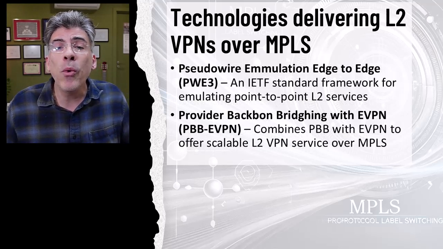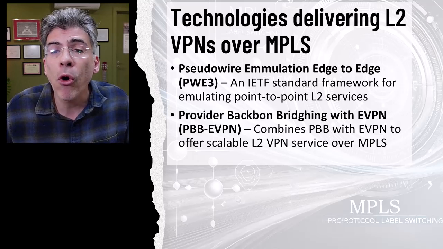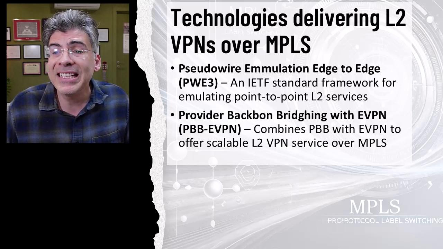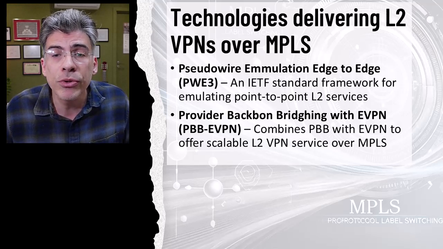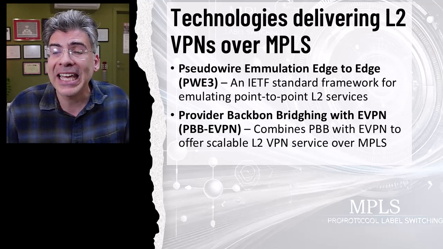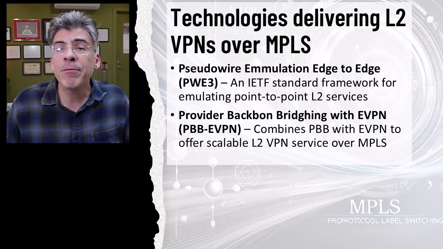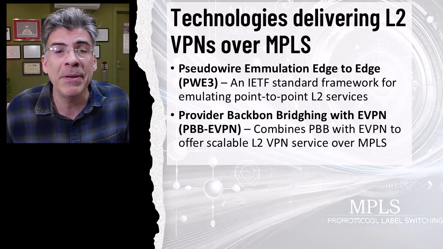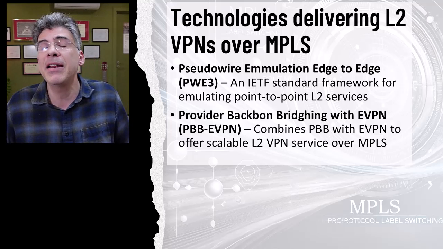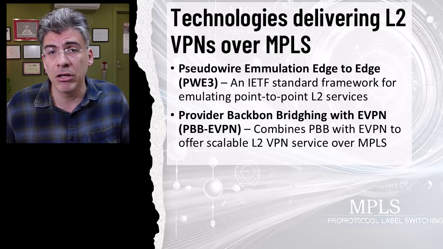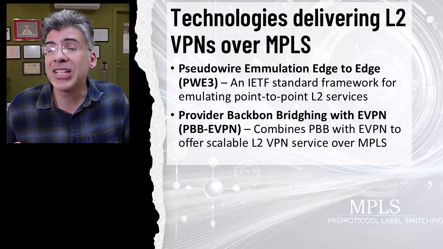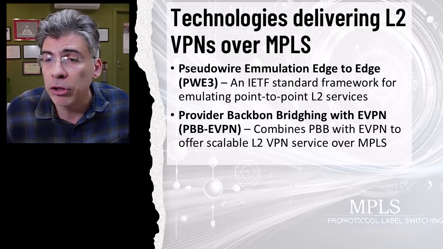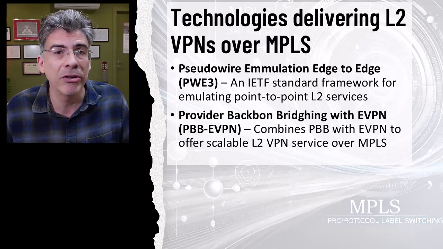Then there's Pseudo-Wire Emulation Edge-to-Edge, or PWE3. This is an IETF standard framework for emulating point-to-point Layer 2 services over a network like MPLS. Then we have Provider Backbone Bridging with EVPN, or PBB EVPN. This actually combines two technologies, Provider Backbone Bridging with EVPN, to offer scalable Layer 2 VPNs over MPLS, and this is especially useful for large-scale metro and carrier networks.